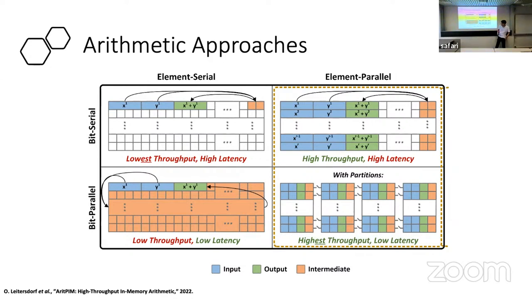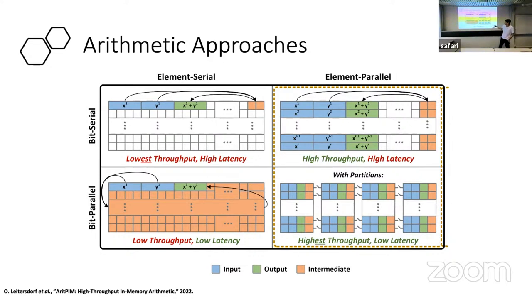Now, initially, many works looked at what we now call bit parallel and element serial. We're going to take the same approach of X1 plus Y1 into Z, but now we're going to use the entire crossbar to perform that operation. Essentially, if we have many different gates in that arithmetic function that can be performed in parallel and can be aligned over different rows, then we'll store them over the different rows. We'll use the entire crossbar as intermediate space. And then we can perform those NOR gates in parallel.